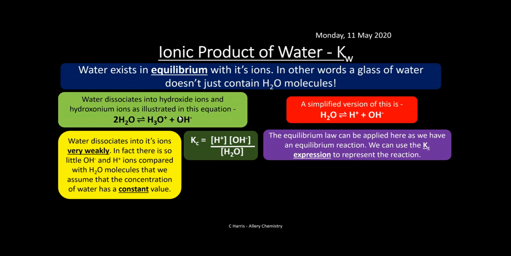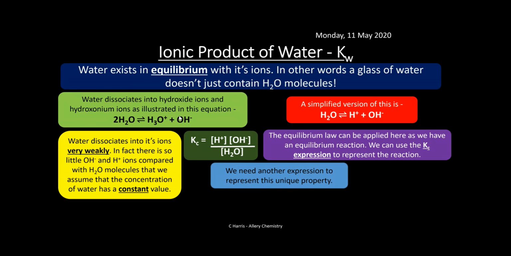In fact, there's so little OH- and H+ compared to the water molecules that we have, that we assume the concentration of water has a constant value. I use an analogy: if you give £100 to a millionaire, it's not really going to make much of a difference to that person's bank balance, because they've got £1 million. It won't be missed. But if you give that to somebody who has no money at all, then that £100 has so much more significance. It's a bit like water. There's so much water around that any slight alteration in the amount of water is not going to make much of a difference. So we just assume that it's constant.